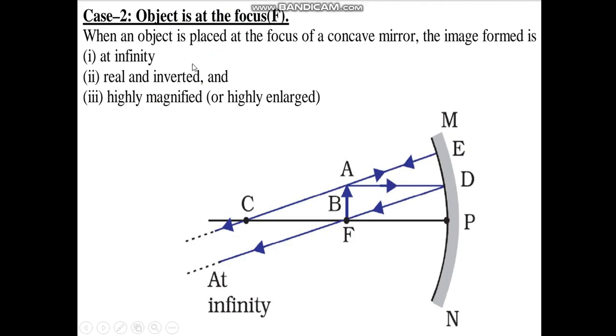So next is object at focus. If the object is at focus, then similarly you have to take at least two reflected rays. So first is parallel to the principal axis and the reflected ray is passing through the focus. Another one is passing through the center of curvature. So they will meet at infinity. So image will be produced at infinity, real and inverted, highly magnified.